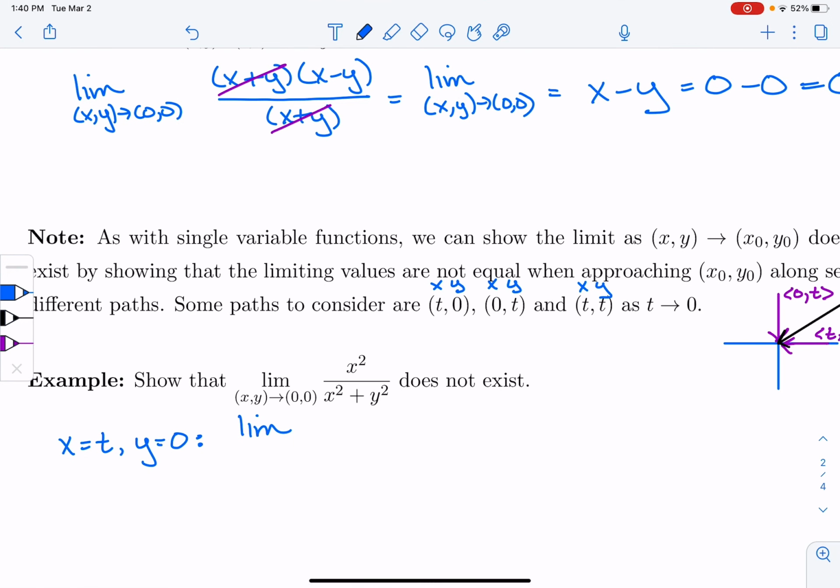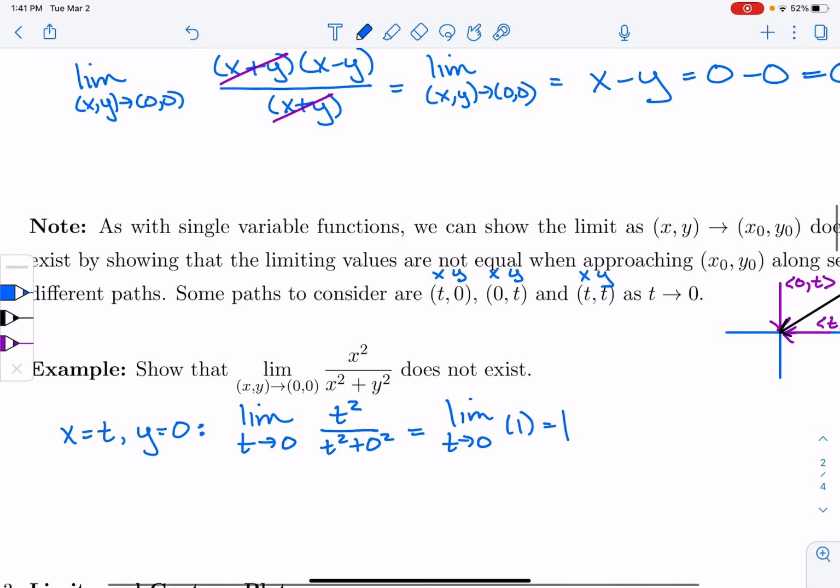I'm going to take the limit as t goes to 0, then of x is t, so that's t squared over t squared plus 0 squared. And that in fact is going to be the limit as t goes to 0 of 1, which is 1.